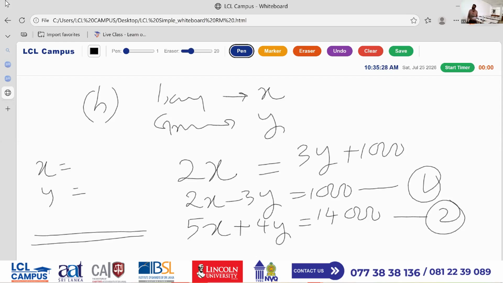If simplifying, how? First times 3, no? First times 4: 8x and 12y equals 4000. This times 3: 15x and 12y. But here they have given 4 marks, therefore the easy way is using the calculator. Do you know the method of using the calculator? Listen here. Take the calculator. First, change the mode to equivalent.